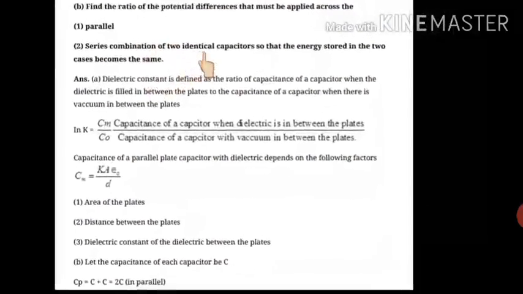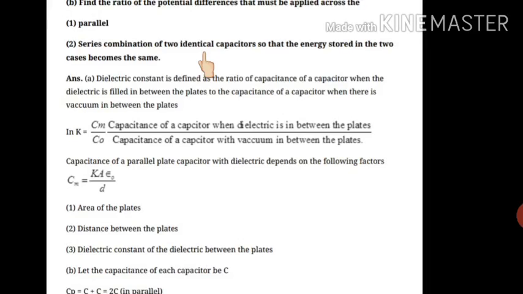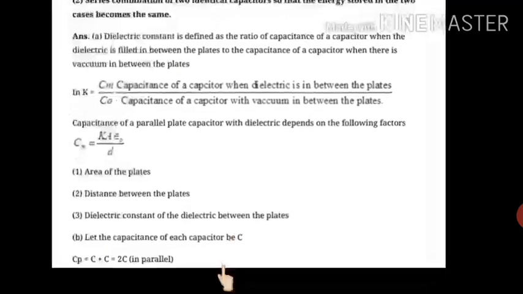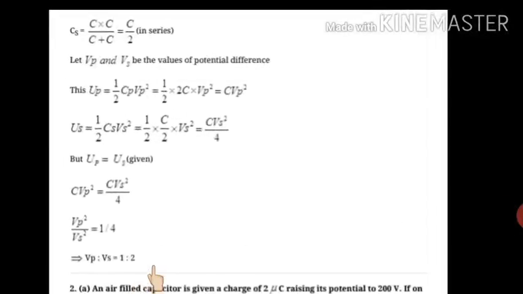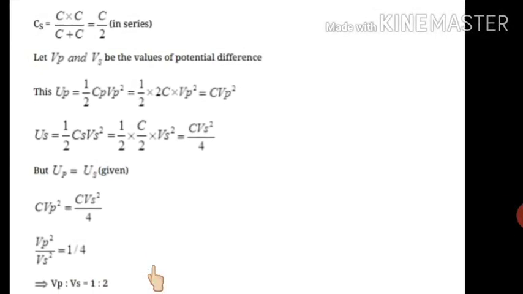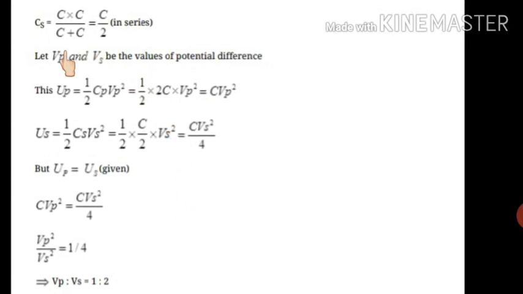So I think the question is understood. We are talking about capacitors of capacitance C only; both have equal capacitance. If we talk about the parallel combination first, what will be the equivalent capacitance? It will be C plus C, which gives you 2C. Now we will calculate the equivalent capacitance for the series combination. We know how to calculate it, so it will be C upon 2.